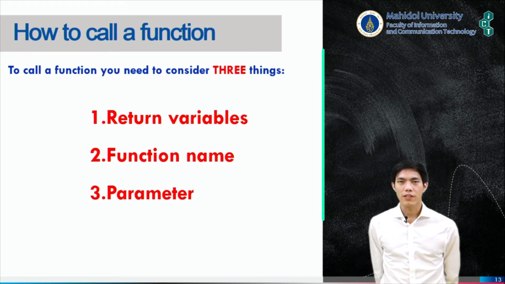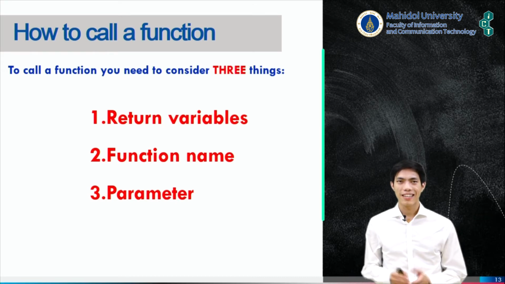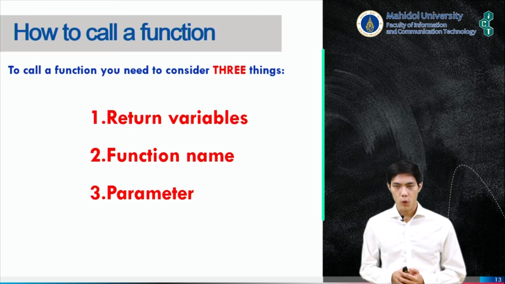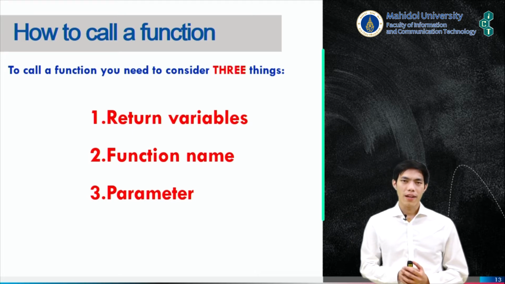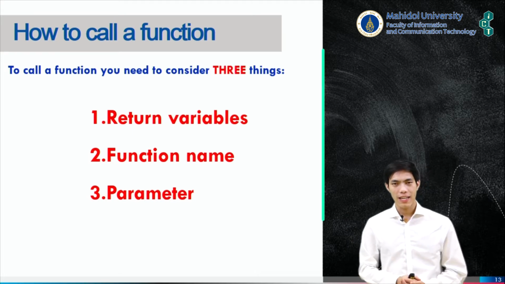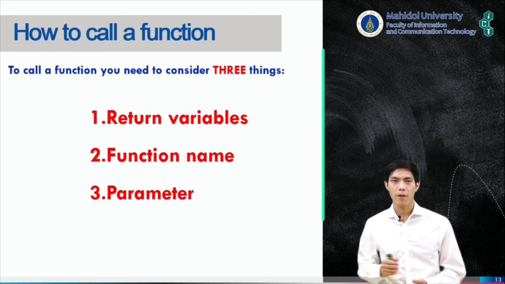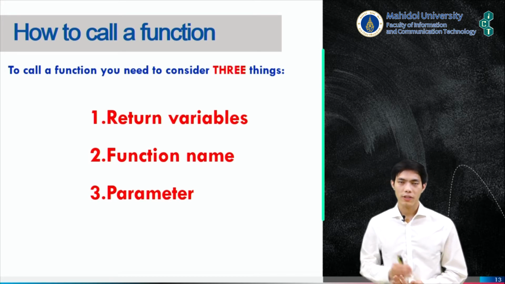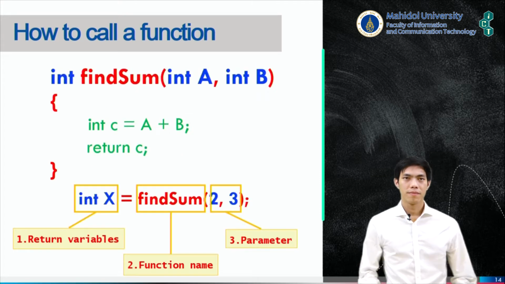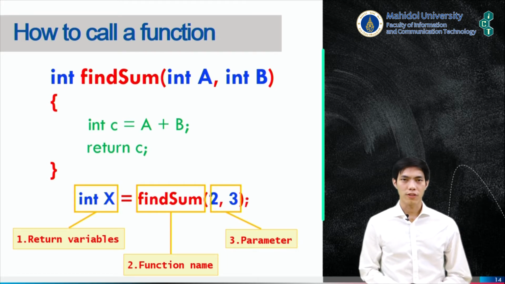Okay, next we are going to see how to call a function in detail. So just to emphasize, when you call a function, you need to consider three things. The first one is what are the return variables from the function. Second, what is the function name? And the third one, quite important, what is the input or parameter you need to give into a function.